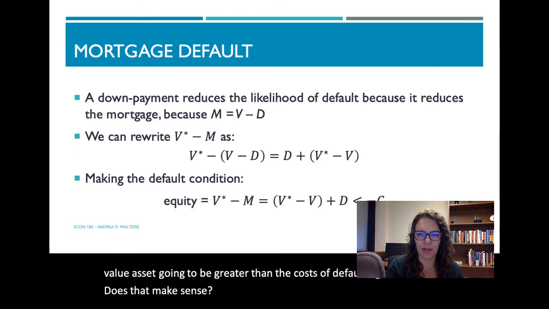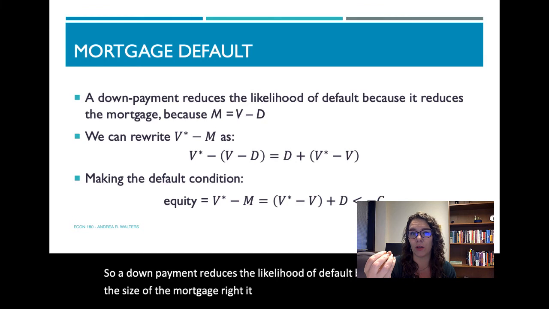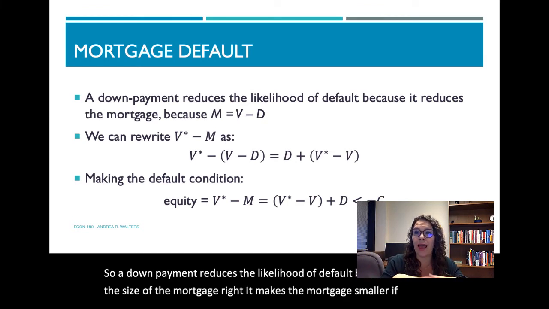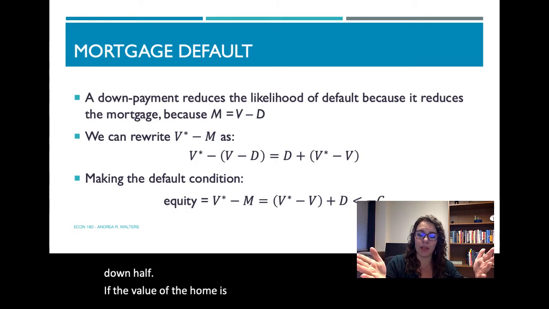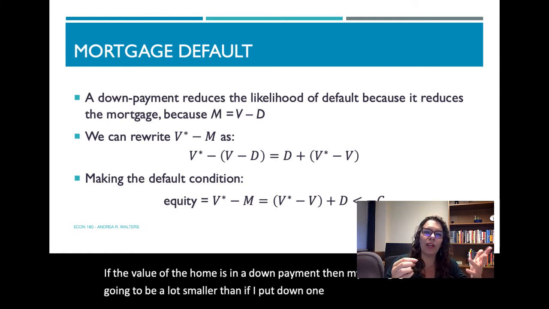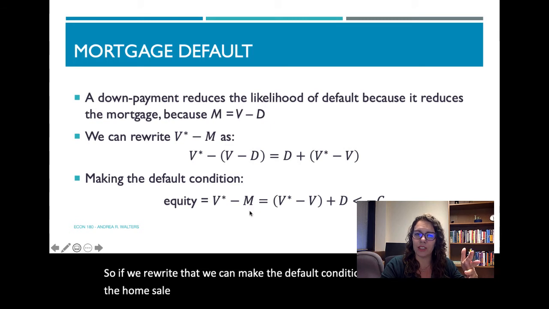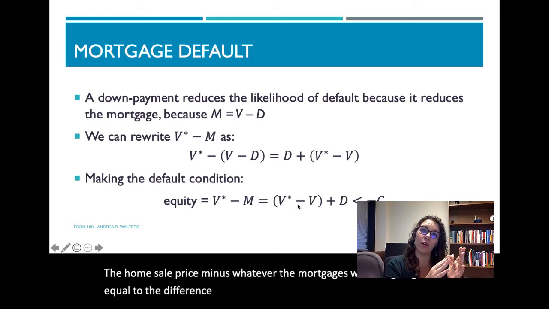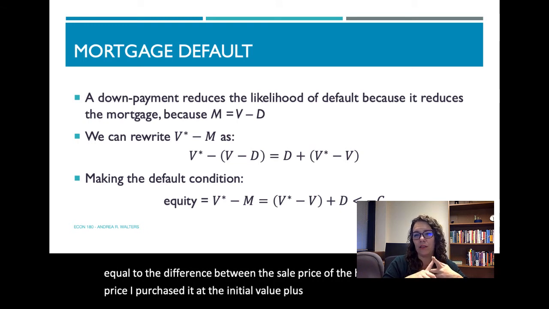So a down payment reduces the likelihood of default because it reduces the size of the mortgage. It makes the mortgage smaller. If I put down half of the value of the home as a down payment, then my mortgage is going to be a lot smaller than if I put down 1%. So if we rewrite that, the default condition becomes V star, the home sale price, minus the mortgage, which is equal to the difference between the sale price of the house and the initial value I purchased it at, plus the down payment. Does that make sense?